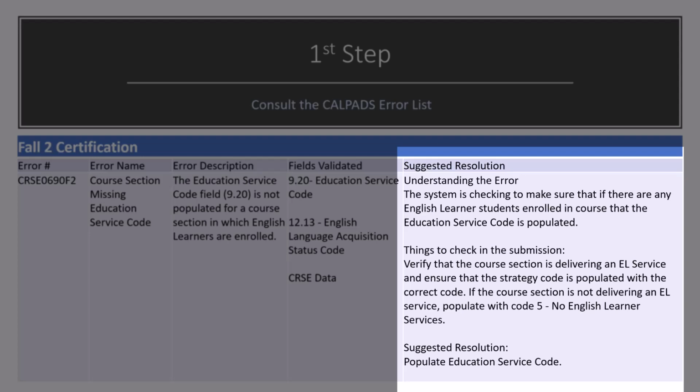What to look for: verify the course section is delivering an EL service and ensure the strategy code is populated with the correct code. If the course section is not delivering an EL service, populate 5, no English learner services. So I do take exception that the documentation says strategy code. It should say education service code. At the very bottom, how do you resolve this error? Populate education service code. It is that simple.